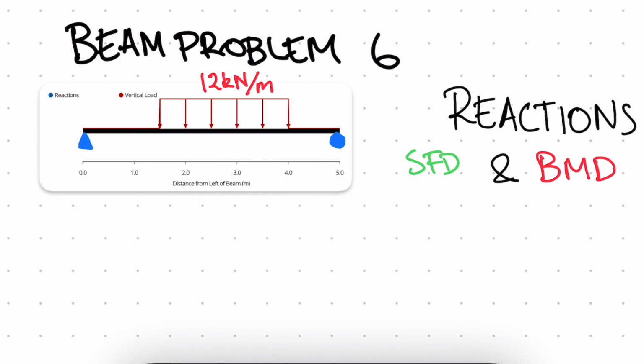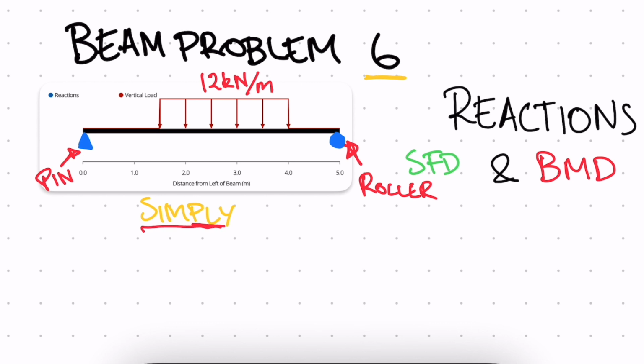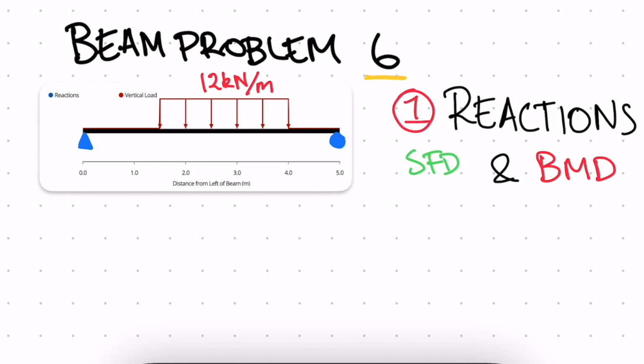All right, so welcome to the sixth beam problem that we have. So we have a simply supported beam, we have a pin and a roller here. So the first thing that we're going to do is find our reactions, then we're going to find our shear force and bending moment diagrams. And we have this distributed load of 12 kilonewtons per meter.